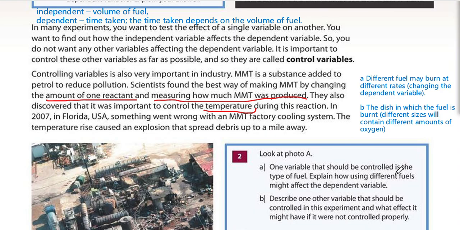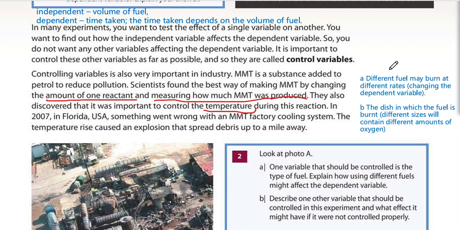Explain how using different fuels might affect the dependent variable. So now they are asking to explain why different fuels may have an effect on the dependent variable. Dependent variable is the time here. They may burn at different rates. One of the reasons is that. So different fuels have different rates of burning. So if you take two different ones, the times will obviously change. So you can't get a fair test in that. You can't have fair results.